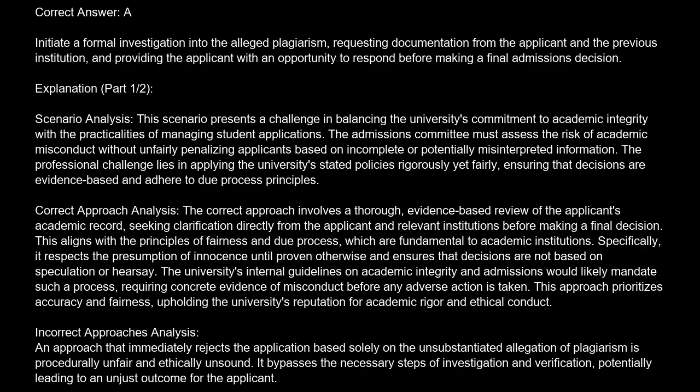managing student applications. The admissions committee must assess the risk of academic misconduct without unfairly penalizing applicants based on incomplete or potentially misinterpreted information. The professional challenge lies in applying the university's stated policies rigorously yet fairly, ensuring that decisions are evidence-based and adhere to due process principles.